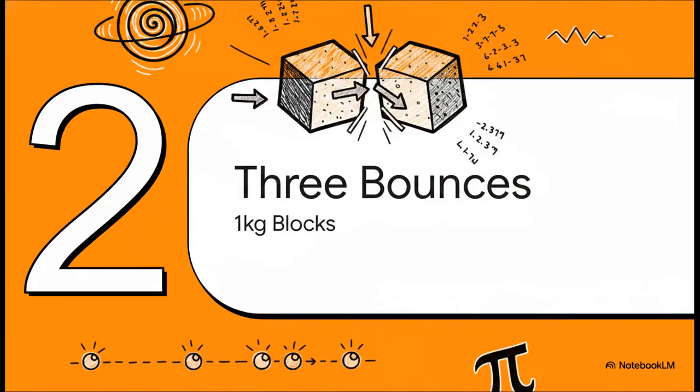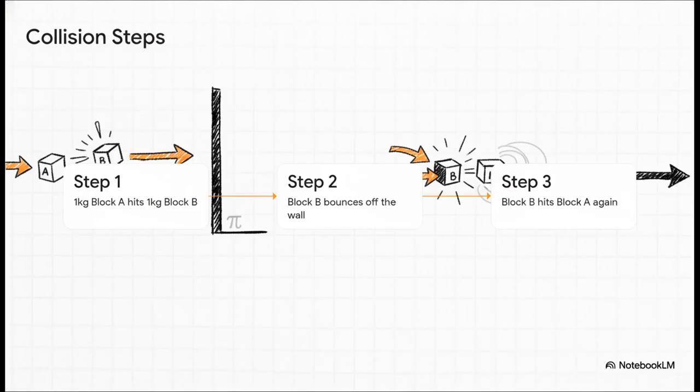Section 2. 3 simple bounces. Okay, so for our very first trial, let's make both of these sliding blocks weigh exactly 1 kilogram. Let's call the block coming in from the right block A, and the one just sitting between it and the wall block B. So, step 1. Our 1 kilogram block A comes sliding in and smacks right into our 1 kilogram block B. Because they're the exact same mass, block A transfers all of its momentum and stops dead in its tracks, sending block B shooting toward the wall.